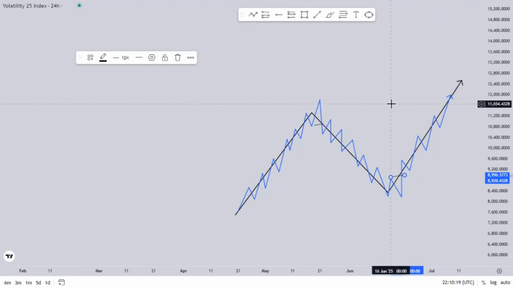So we're going to go to the charts and differentiate between the swing structure and the substructure, and how we can use it in the market to our advantage. So let's get right into it.